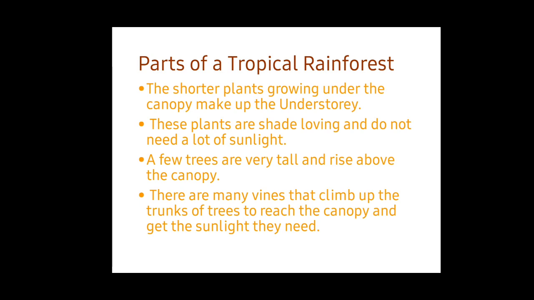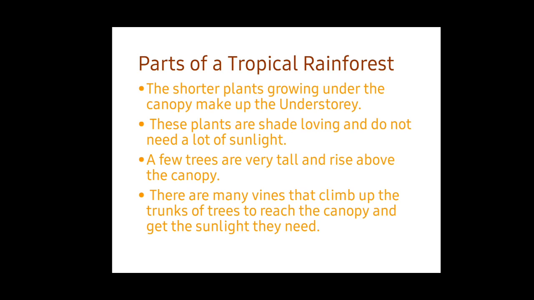The shorter plants growing under the canopy make the understory. These plants are shade loving and do not need a lot of sunlight. A few trees are very tall and rise above the canopy. There are many vines that climb up the trunks of trees to reach the canopy and get the sunlight they need.